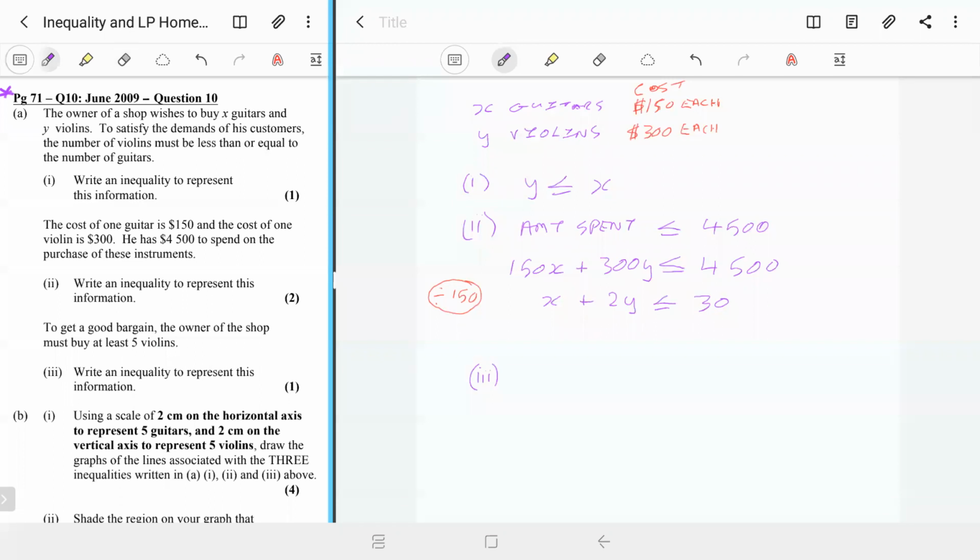So the number of violins that he's buying, which is Y, has to be greater than or equal to 5, at least 5. That's what this statement means. You must buy at least 5. The number of violins must be 5 or more. That's the inequality for the third one. That's the answer for the third one.